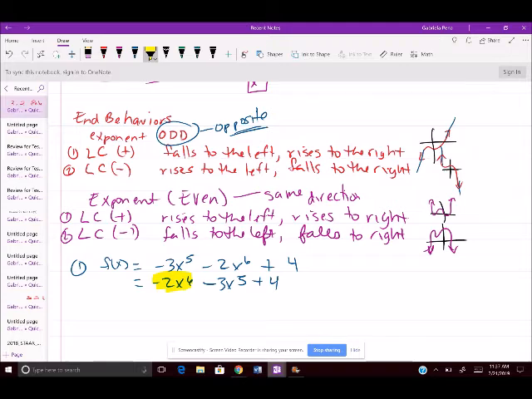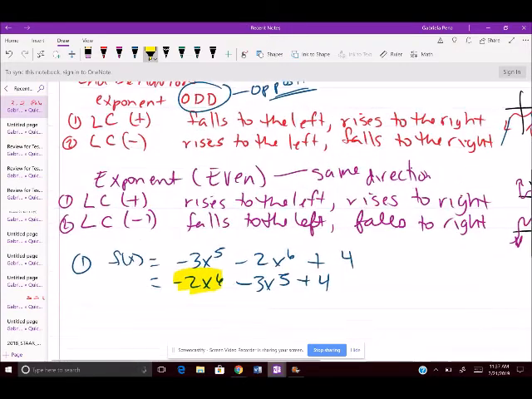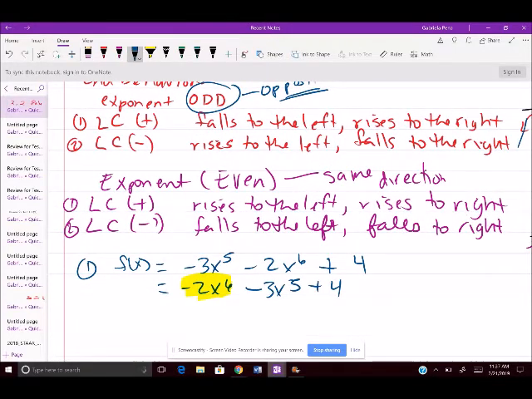So first thing is my leading coefficient, is my exponent odd or even? This is even. Very good. Because it's even, I have to just look at this part. Now, is my leading coefficient positive or negative? Negative. So then what would my answer be? Falls to the left, falls to the right.